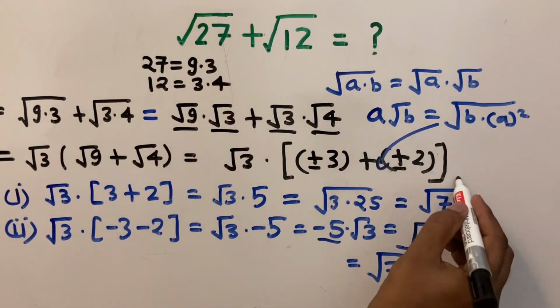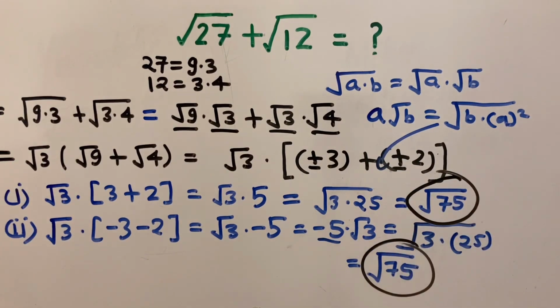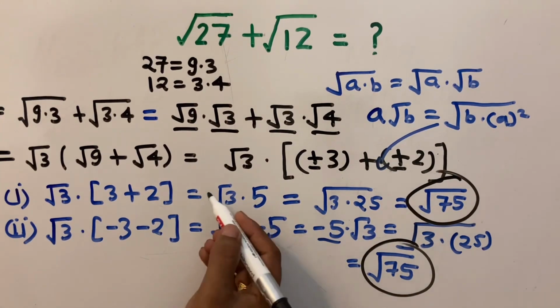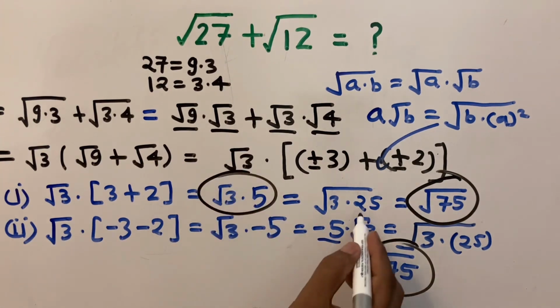So we get square root of 75 as the answer of this expression, and minus 5 multiply square root of 3 or 5 multiply square root of 3 are also our answers.